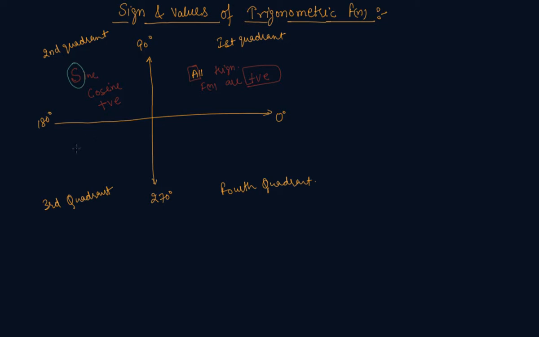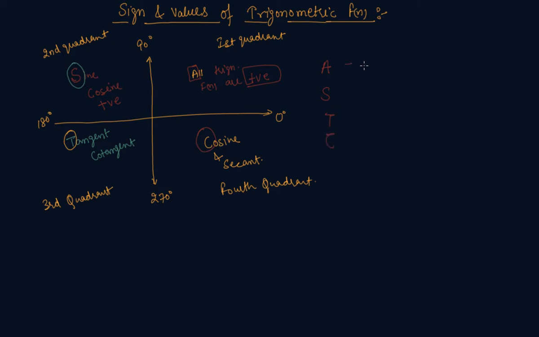Okay, in the third quadrant tangent and the reverse of tangent is cotangent. So what to note here is T, and here is cosine and the reverse of cosine is secant. So what to note here is C. So ASTC.